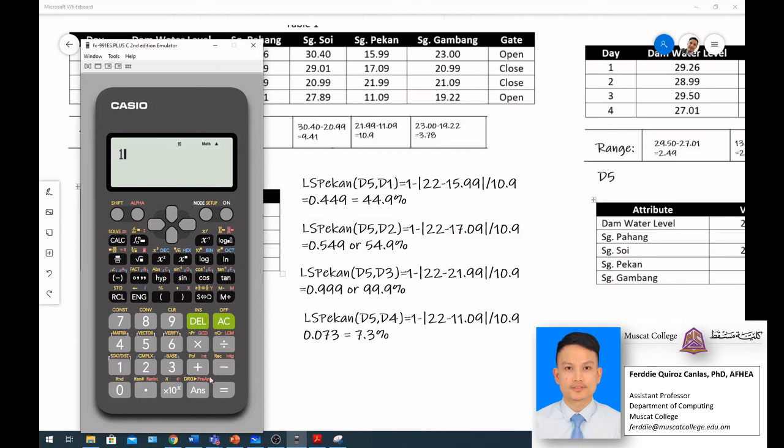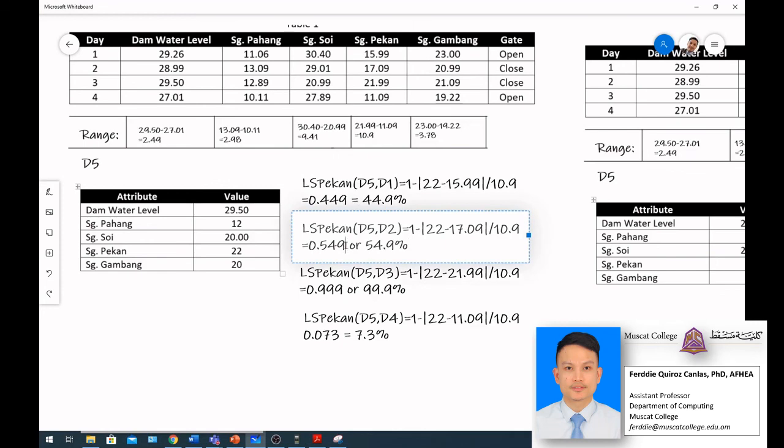So this is 1 minus the absolute value of 22 minus 17.09 divided by 10.9, close parenthesis, equals 0.5495. So this is also 0.550 because you have to round it off to the third decimal. Okay, be careful with the rounding off of the numbers. So this is 55.0%.